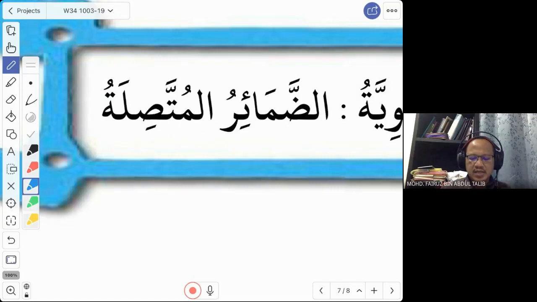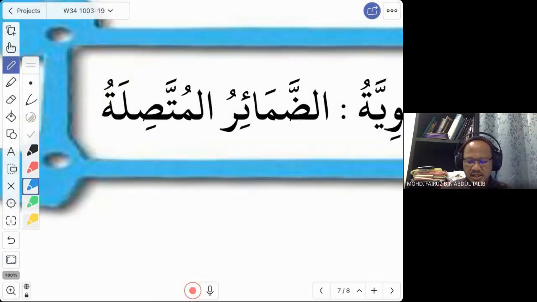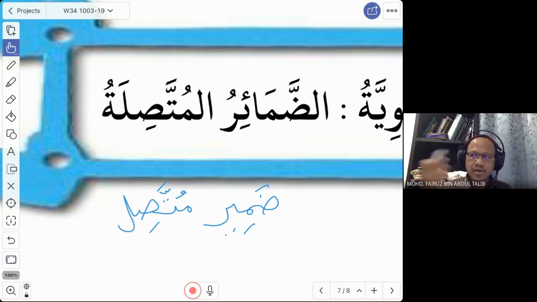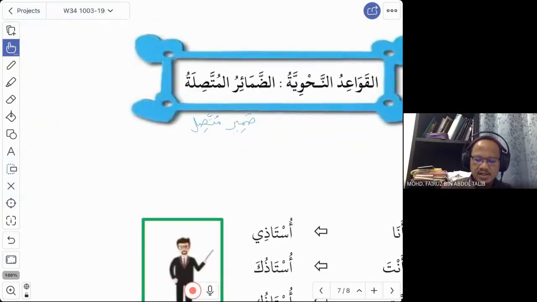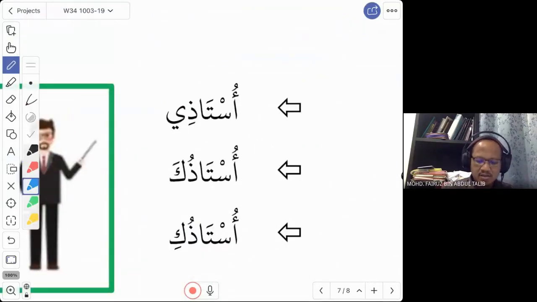So again, the word damair, this is the plural form. You can use the singular form. We say damir, damir muttasil. So what is this damir muttasil? Damir muttasil, we have also learned that. We have learned this damair in our text. These are the damir muttasil. So I just go straight to the domir. So this is the domir muttasil.